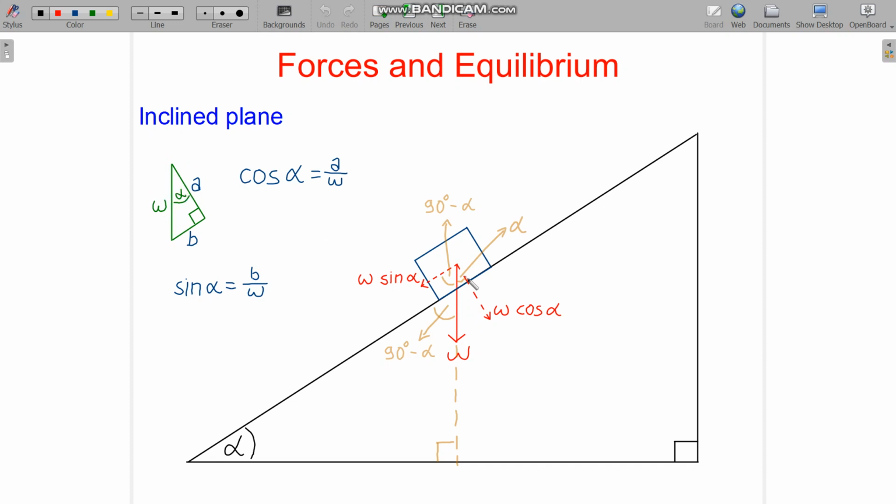Now if you look at this triangle here, I'm drawing the triangle again. This is alpha, and this is the hypotenuse W, and name these sides A and B. Cos alpha is adjacent over hypotenuse, which means A is W cos alpha, so this component is W cos alpha. And this component is B, which is W sine alpha. So this line here is W sine alpha, which is the same as this. That's why we have W sine and W cos. Or just find a way to memorize it: we use sine for the parallel and cos for the perpendicular to the slope.